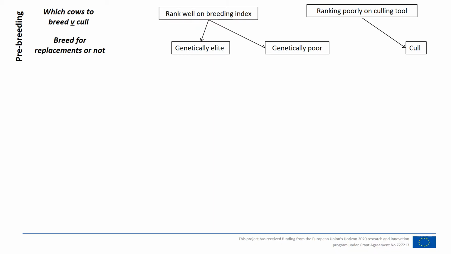If we start off with the pre-breeding season, decisions have to be made about which cows to breed versus which cows to cull, but also, do you breed these animals for a replacement or not?